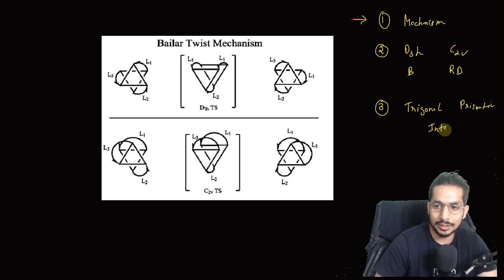And in both the cases, these are twisting mechanisms. So there's no breakage of bond. Okay, only the bonds twist. There's no breakage of bond.